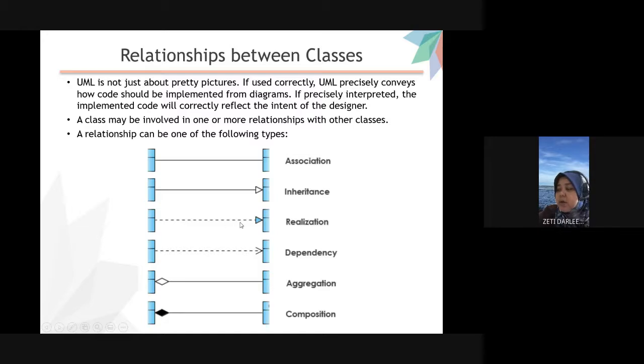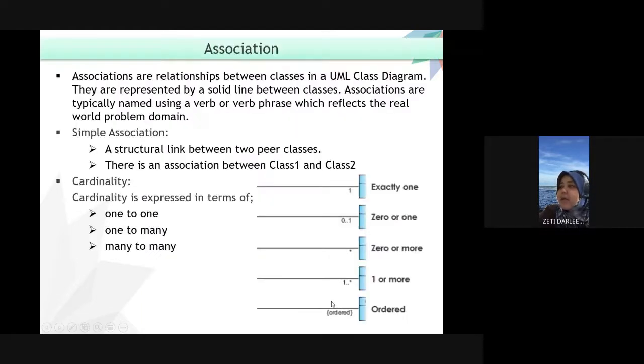Realization dia putus-putus. Dependency, putus-putus dan simple arrow. Aggregation and composition. So biasanya kita kena tahu lah association, inheritance, aggregation, composition at least. Kena faham. So associations are relationships between classes in UML class diagram. Yang ini sama macam ERD. Any association types, dia mesti kena ada cardinality.